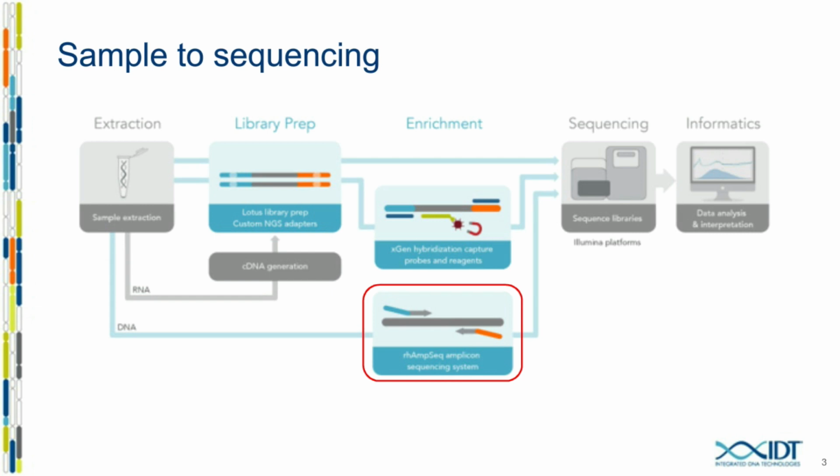This is a quick overview of IDT's involvement in next generation sequencing and targeted sequencing. If we follow the top blue line here, you can see that we have a general use library prep kit known as our Lotus and xGen adapters. This can be used for whole genome sequencing, or you can continue to follow this blue line and proceed to hybrid capture using IDT's range of xGen enrichment products. Following the bottom blue line, you can see we end up at the rhAmpSeq amplicon sequencing system, and this will be the focus of today's presentation.